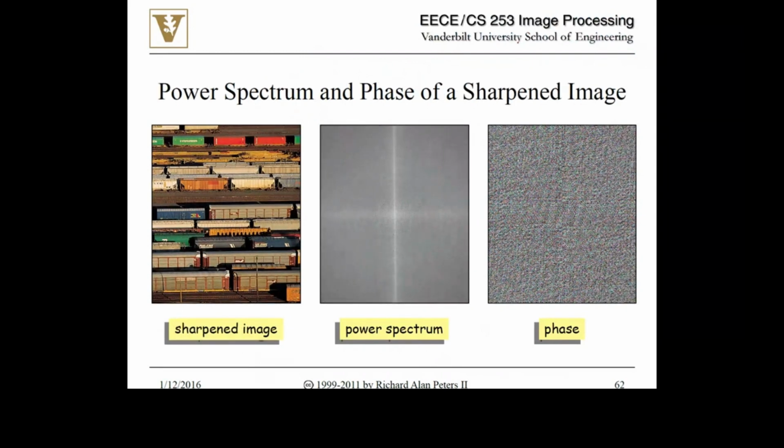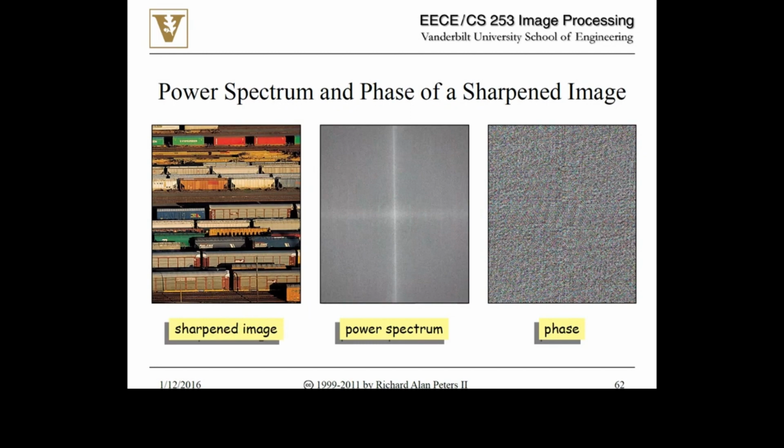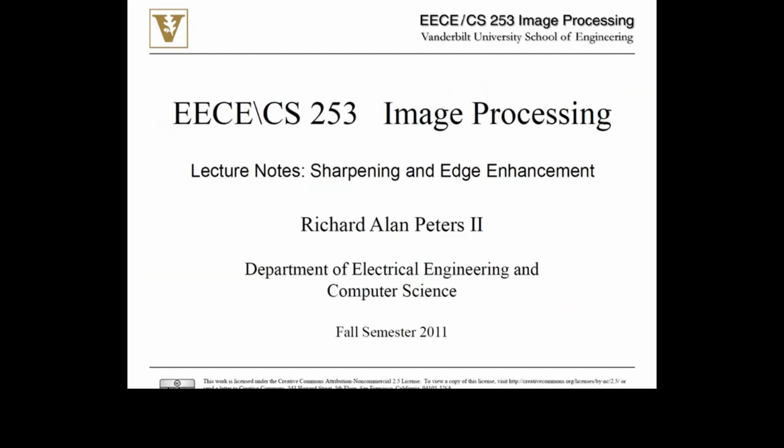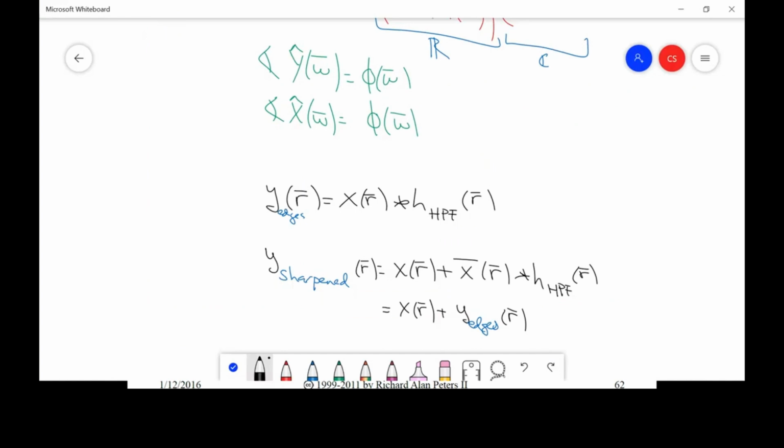You see more details. Why? Because our visual system likes details, likes edges. So we see much better this sharpened image than the previous one. Yeah, and then the phase is changing a bit. And yeah, just for you to get some hands on this.